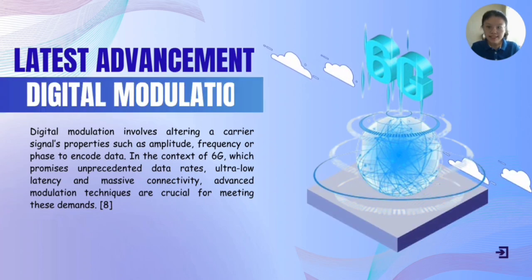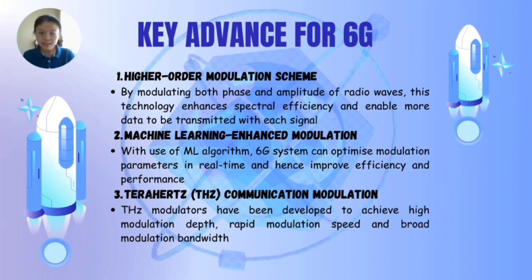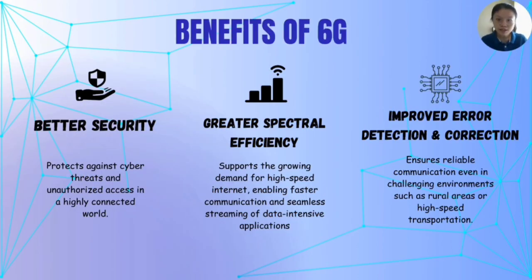The next topic is the latest advancement in digital modulation for 6G. The key advances in digital modulation for 6G: first, higher order modulation schemes. By modulating both phase and amplitude of radio wave, this technology enhances spectral efficiency and enables more data to be transmitted. Second, machine learning enhanced modulation. 6G systems can optimize modulation parameters in real time with the use of machine learning algorithms. Third, terahertz communication modulations. Terahertz modulators have been developed to achieve high modulation depth, rapid modulation speed, and broad modulation bandwidth.